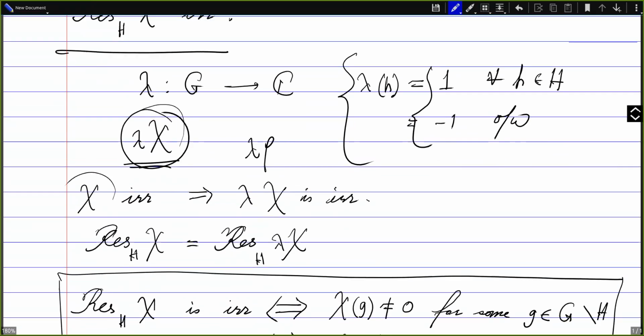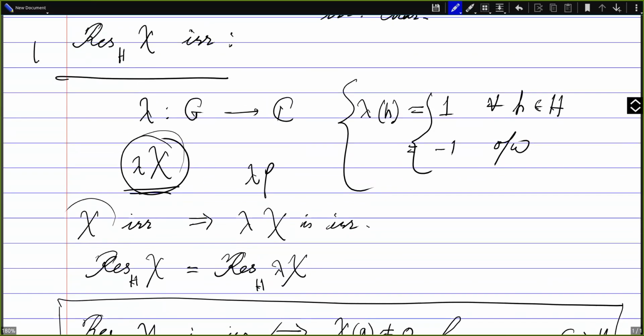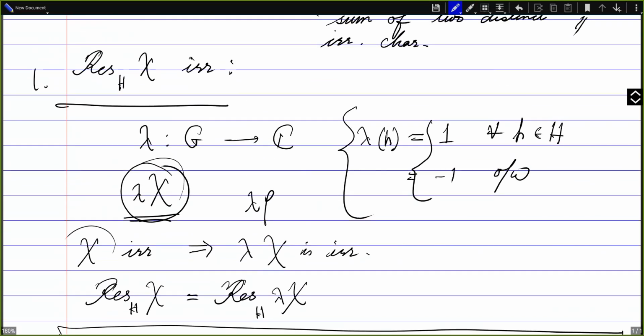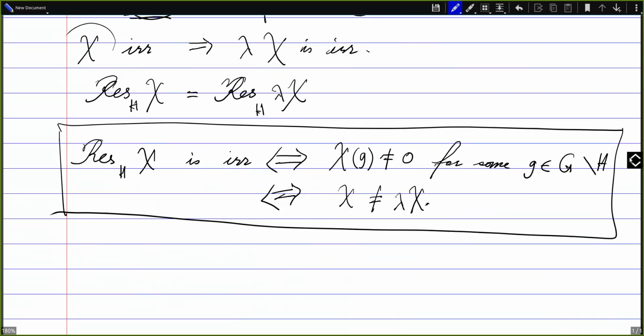So therefore, in the situation when the restriction is irreducible, we have the following information about chi. The first says that it cannot vanish identically outside H. The second is that chi and lambda chi cannot be the same. So we have these two pieces of information about chi. Now we shall use them.